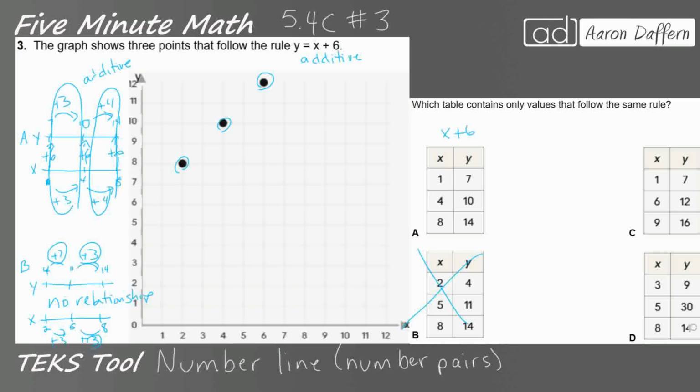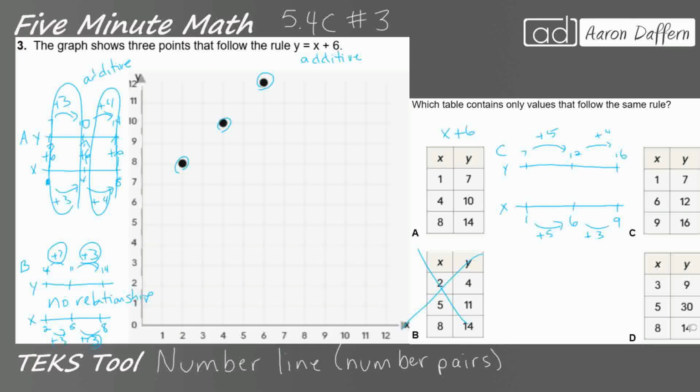So my C, let's look at it right here. I've got 1, 6, and 9. So I'll put my X right here. I've got 1, 6, and 9. And then I've got 7, 12, and 16. So my Y is going to be 7, 12, and 16. All right, so let's look at my changes in my X. Plus 5, plus 3. All right, so then I've got a plus 5, but look at this. I've got a plus 4.